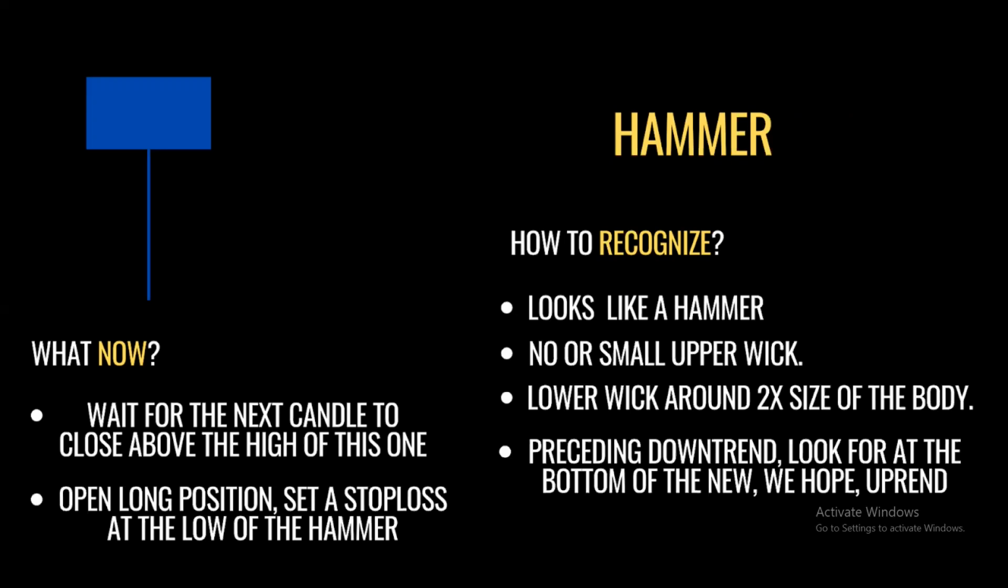It's really simple to understand and recognize because it looks like a hammer. Its body is a bit bigger than the body of the doji, but its wick, or its lower shadow, is almost twice the size of the body, right? So I've written down here, no or small upper wick.